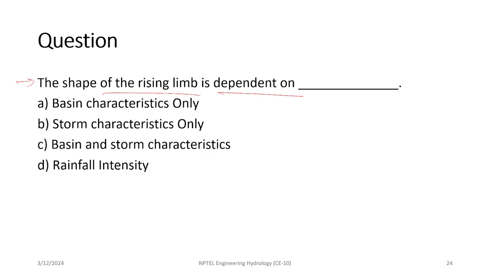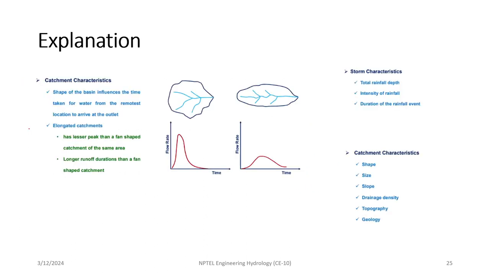So it's basin and storm characteristic. Yes, right. Whenever the rising limb is there, whatever input rainfall is coming is contributing here. That is the only thing defining its shape, how it should rise. So right, basin and storm characteristic both.